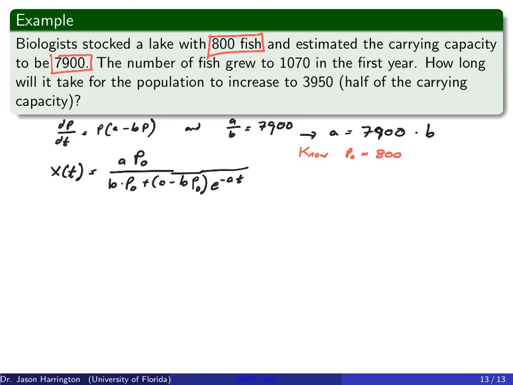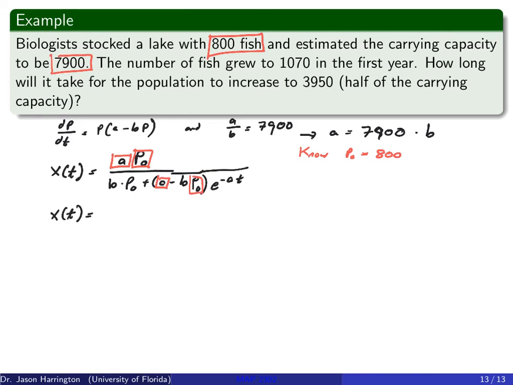So now let's make the substitution. Now this again is more algebra than calculus. We're not even taking a derivative. We're not even integrating. We're literally just using algebra. So I substitute everything back in. I'm going to replace, and don't forget to note this, a turns into 79,000 times b, and everywhere I see a P naught, that turns into 800.